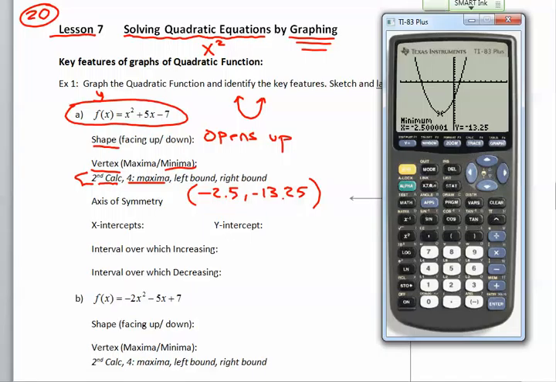Okay, the next thing it asks for is this axis of symmetry. That is the vertical line over which your parabola is symmetrical. And really all this is always just going to be this equation, x equals, and then whatever the x value of your vertex is, because that's like the middle point horizontally of your graph, right? So in this case, my equation is going to be x equals negative 2.5.